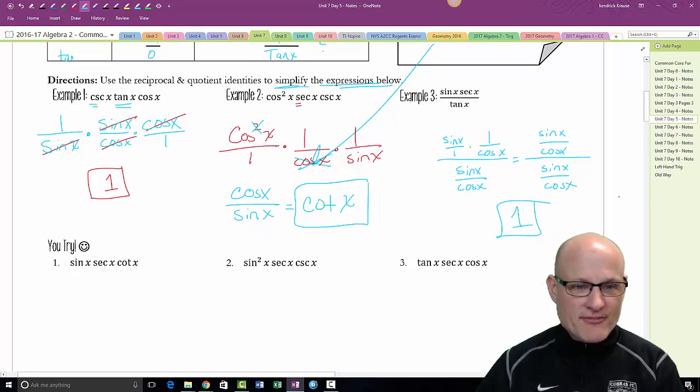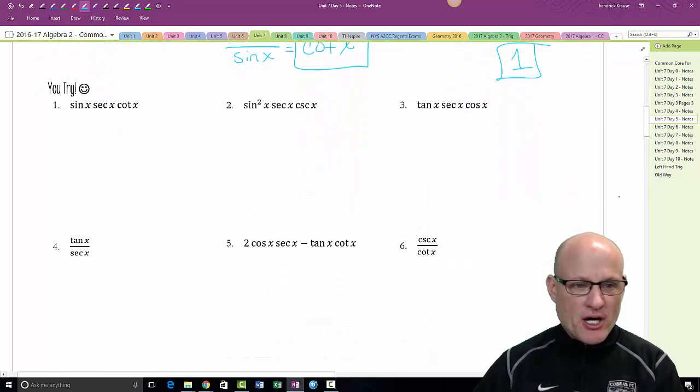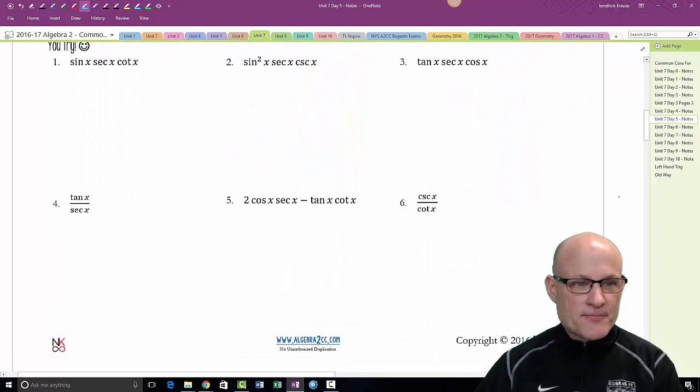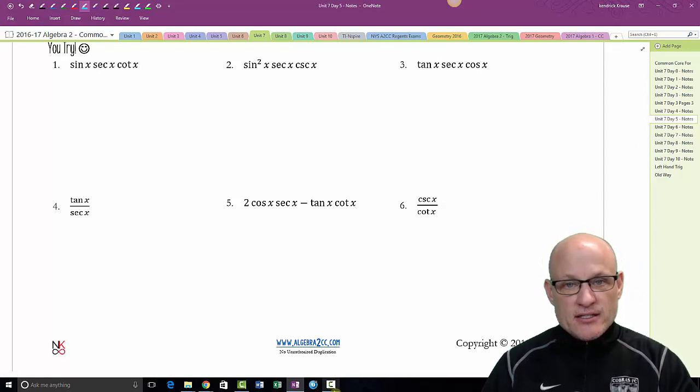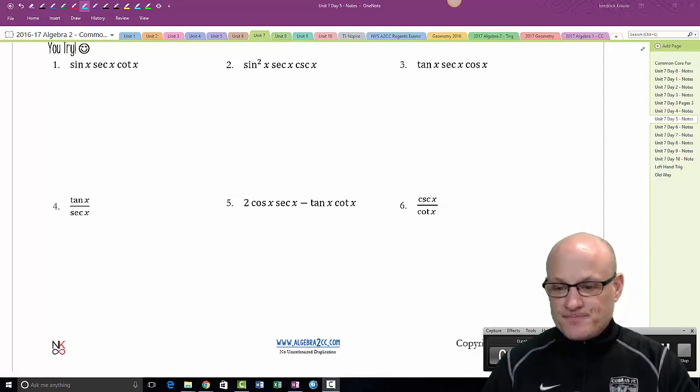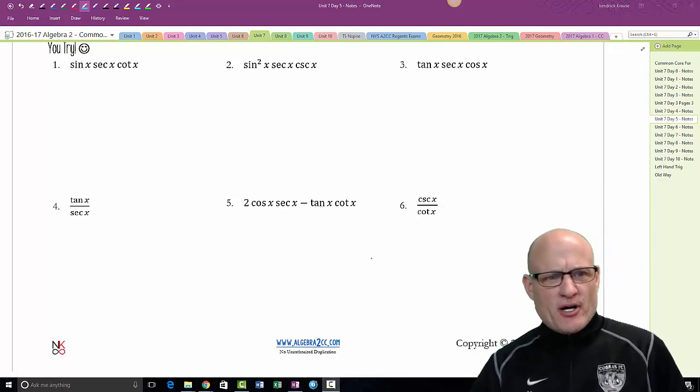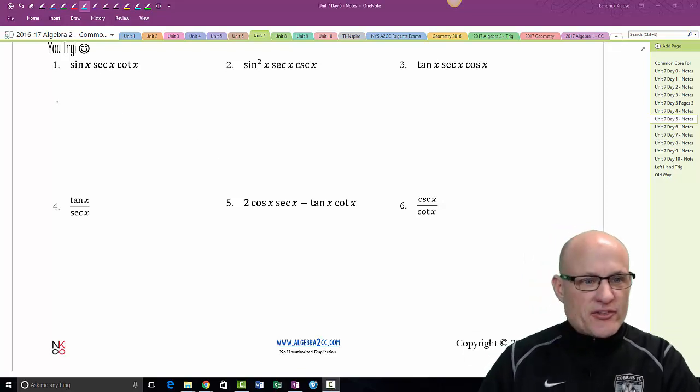All right, I've done a couple. You try these on your own. Hit the pause button and see if you can come up with these 6. Give yourselves a few minutes. Try these on your own, and then see how you do. All right, I took a little pause. Now let's see how you did. Let's go through these. Sine is just sine over 1.